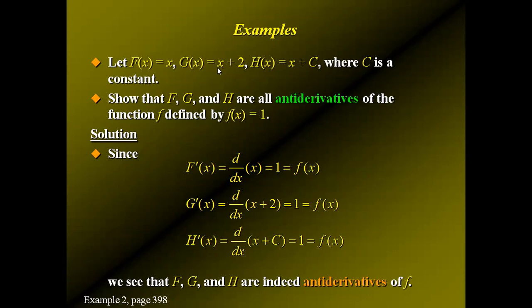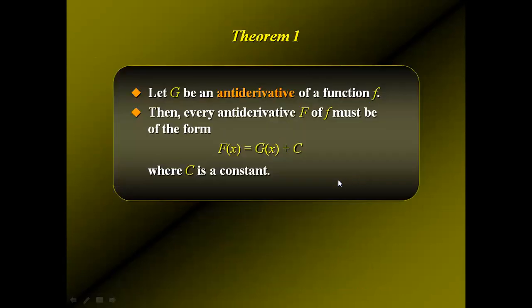Now capital Z of x was what? X plus 2. So differentiation of capital Z of x with respect to x will be only 1. That means also 1, f of x. H of x, differentiation of H of x with respect to x, what will be? X differentiation, what? 1. C differentiation, what will be? Constant differentiation is 0. This is why 1. 1 means what? Small f of x. That means F, Z, H are all antiderivatives of the function f. We have proved. Understand everybody?